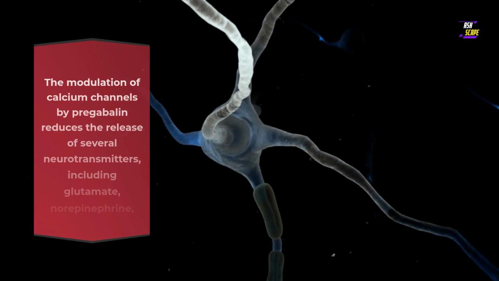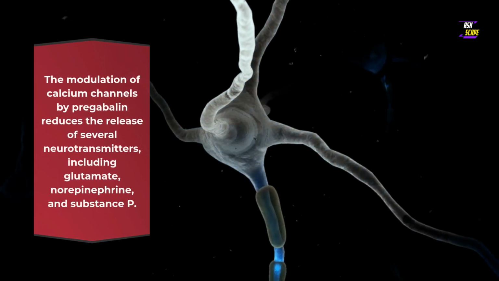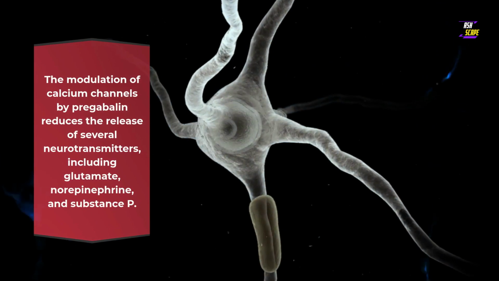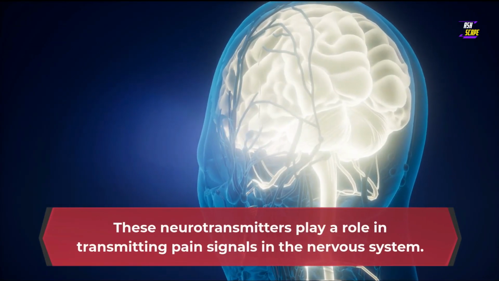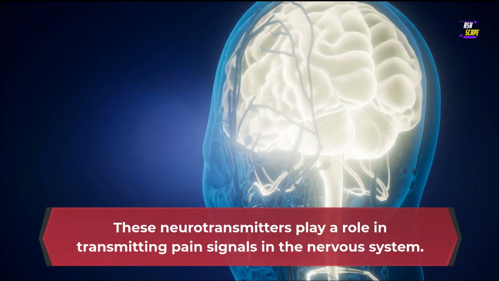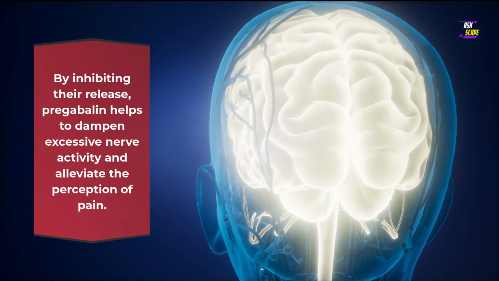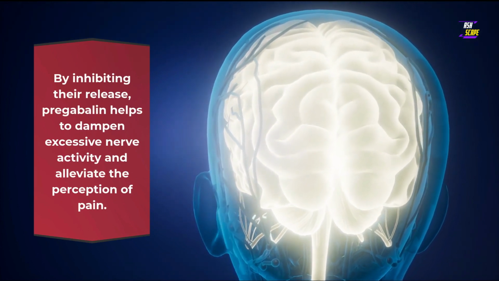The modulation of calcium channels by pregabalin reduces the release of several neurotransmitters, including glutamate, norepinephrine, and substance P. These neurotransmitters play a role in transmitting pain signals in the nervous system. By inhibiting their release, pregabalin helps to dampen excessive nerve activity and alleviate the perception of pain.